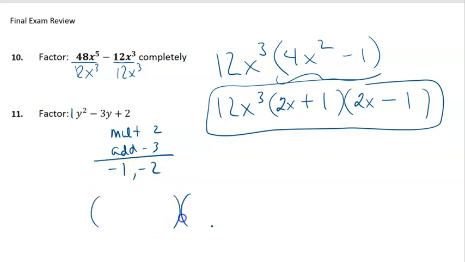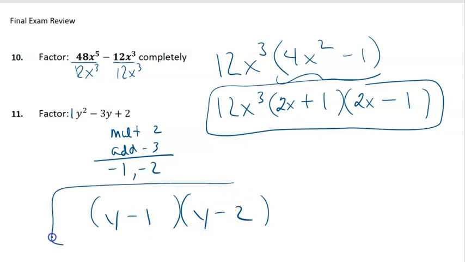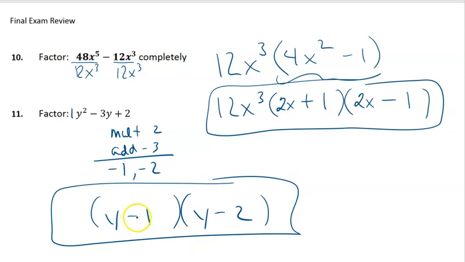What do you do? You just draw your 2 sets of parentheses. Now, careful, there are y's in this equation. So it's going to be y minus 1 times y minus 2. Does it matter if you put the 2 here and the 1 here? Absolutely not. As long as you have the correct sign in front of that term in your factor, then you will get it correct.